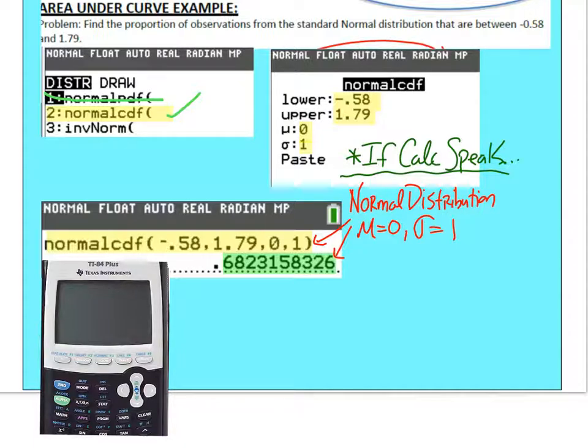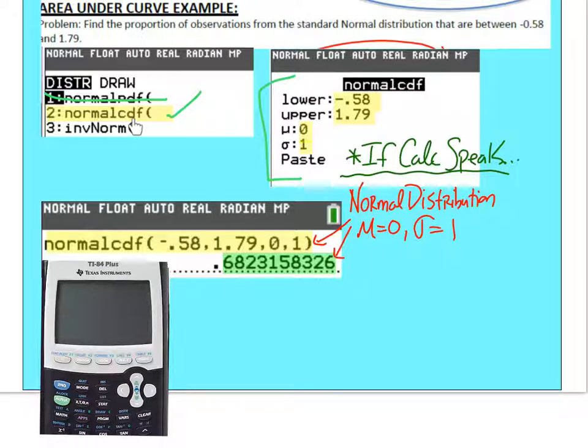Now the parameters we want to type in on the newer operating system is going to prompt you for this. If you have the older operating system, you have to be careful. What the older operating system will do is once you hit normal CDF, it's just going to show this screen and you have to type in the 4 parameters. If you do not have this showing up, please come and see me. I want to update your operating system.